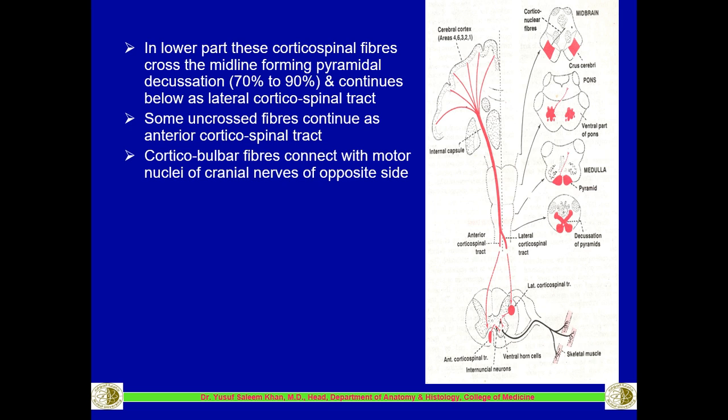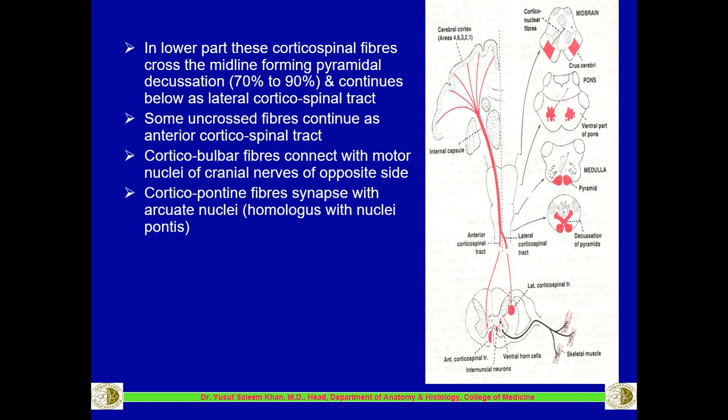Corticobulbar fibers connect with the motor nuclei of the cranial nerves of the opposite side. So some of the fibers will be corticobulbar fibers, which cross to the opposite side and then connect with the cranial nerve nuclei. We will talk about the cranial nerve nuclei which are present in this region. The lower four will be the nerve nuclei present in this medulla oblongata. You will appreciate this later in sections when we take them.